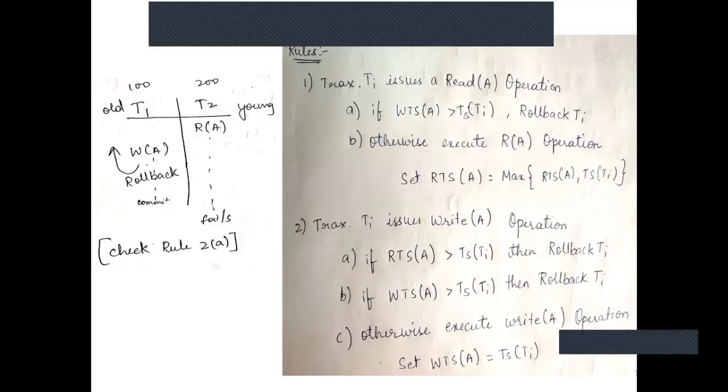Next, we'll see one more example. Now here, we take the same example with two transactions. Only thing is T2 first reads, and then T1 writes to the same value. Now, when T1 is writing, we'll go and check the issues with the write operation.